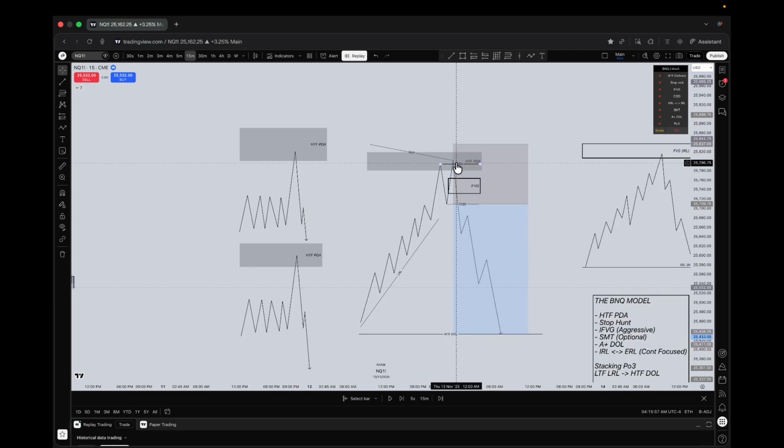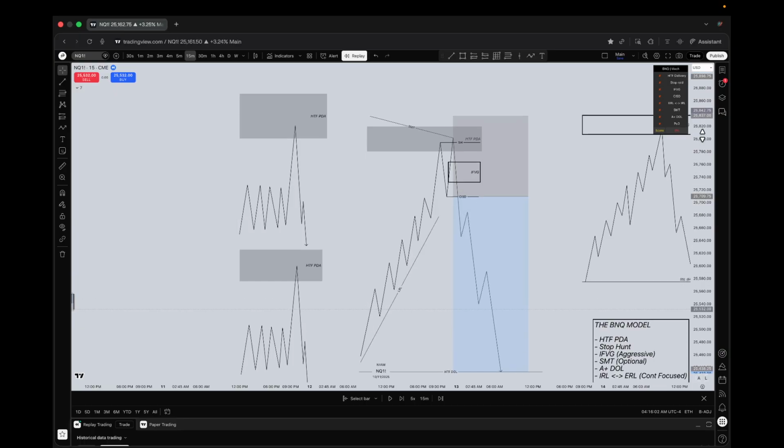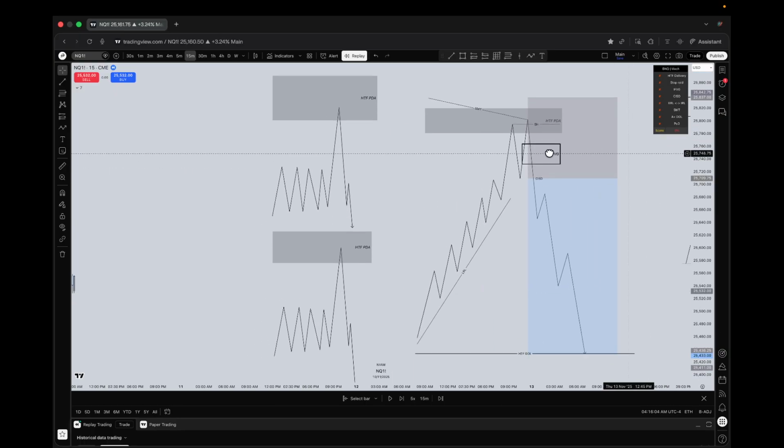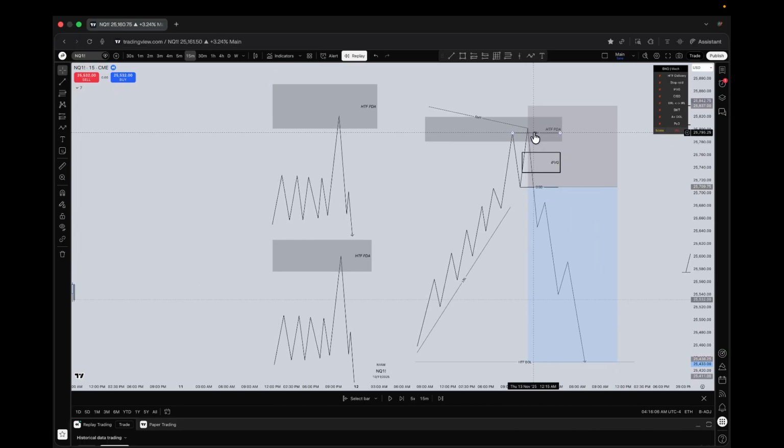Okay, we say this is NY open. We take out this high, right, forming our stop hunt / stop raid. We move lower, forming this aggressive IFVG. Say on like the 5-minute. All right, get our CISD, and we go lower and lower and lower to our drawn liquidity.